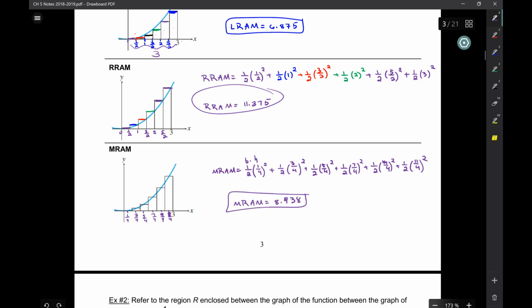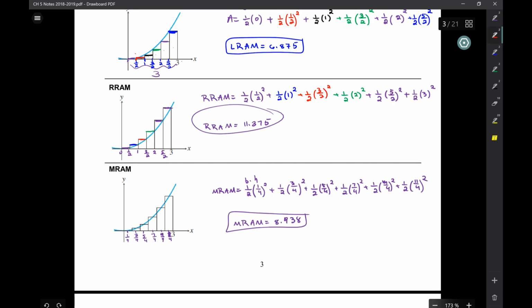So MRAM is 8.938. Okay, question. To appreciate what we've done here, notice for each one of them, you've got this repeating factor of 1/2 because this is the base. Is that right? So now look, if your subintervals are equal lengths, if you have 6 equal subintervals, are the bases going to be the same for every single rectangle? Yes.